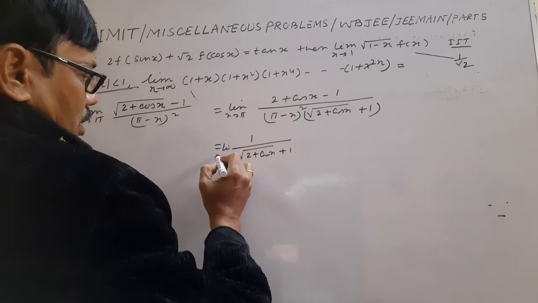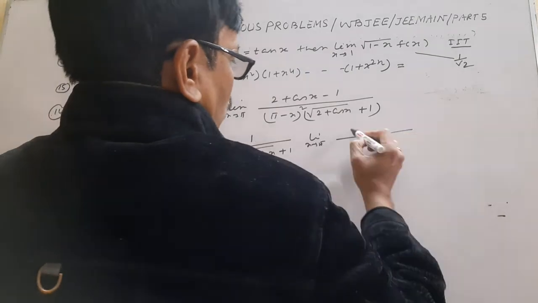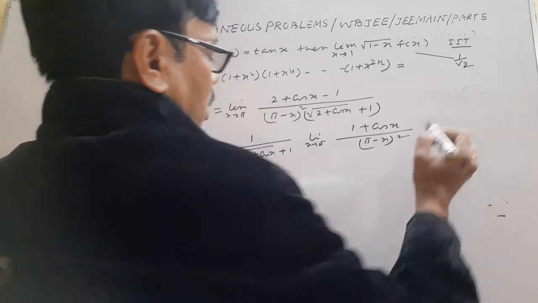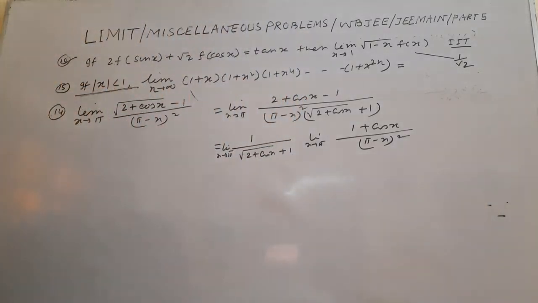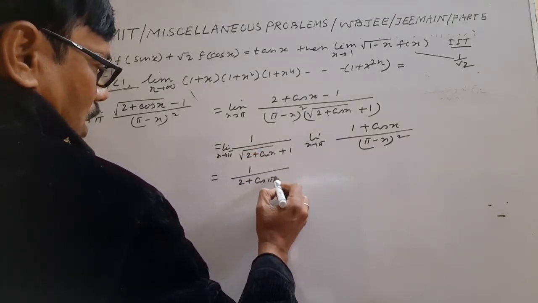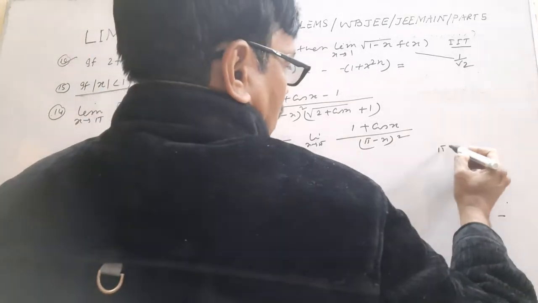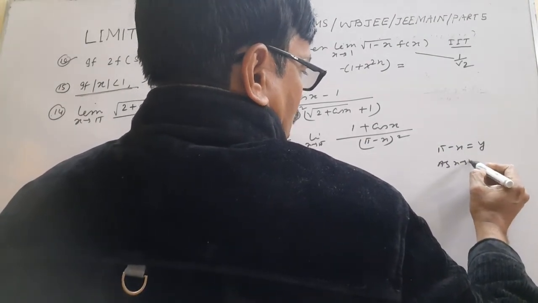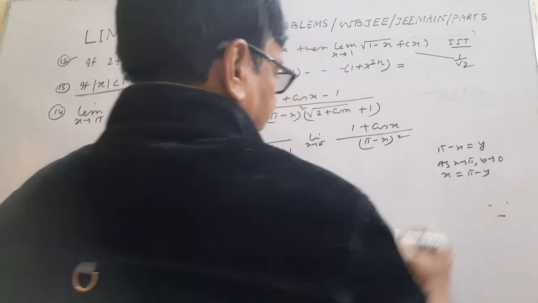So this limit x tends to pi. And what is the second part? 1 plus cos x by pi minus x whole square. This is a board problem of WBJEE also. So put x equals to pi. So cos pi, this is minus 1. And for the second one, pi minus x equals y. So as x tends to pi, y tends to 0. So what is x? Pi minus y.